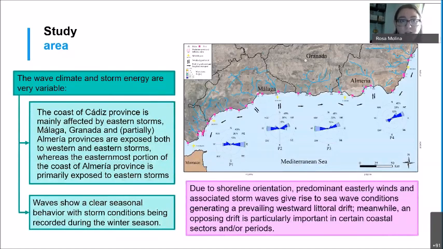The wave climate and storm energy are very variable. The coast of Cadiz province is mainly affected by eastern storms. Malaga, Granada, and west Almeria provinces are exposed to both western and eastern storms. And east Almeria province is primarily exposed to eastern storms. Waves show a clear seasonal behavior, with storm conditions being recorded during the winter season. Due to shoreline orientation, predominant easterly winds and associated storm waves give rise to sea wave conditions generating a prevailing westward littoral drift. Meanwhile, an opposite drift is particularly important in certain coastal sectors or periods.